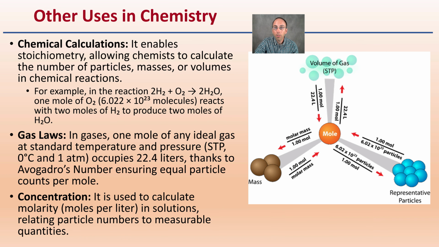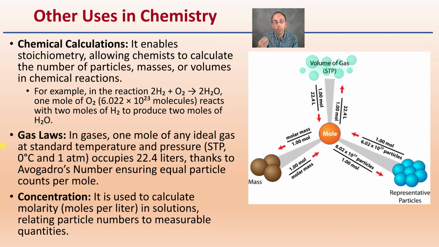There are other uses in chemistry, so this is not just a one-use thing. You're going to be very familiar with utilizing this number and working with it quite a bit. For chemical calculations, it enables stoichiometry, which we'll spend a whole unit on, allowing chemists to calculate the number of particles, masses, or volumes in chemical reactions. Looking at oxygen and hydrogen coming together to form water, we can see how the reactions and the ratios interact. With gas laws, 1 mole of an ideal gas at standard temperature and pressure occupies 22.4 liters, thanks to Avogadro's number, ensuring equal particle counts per mole.